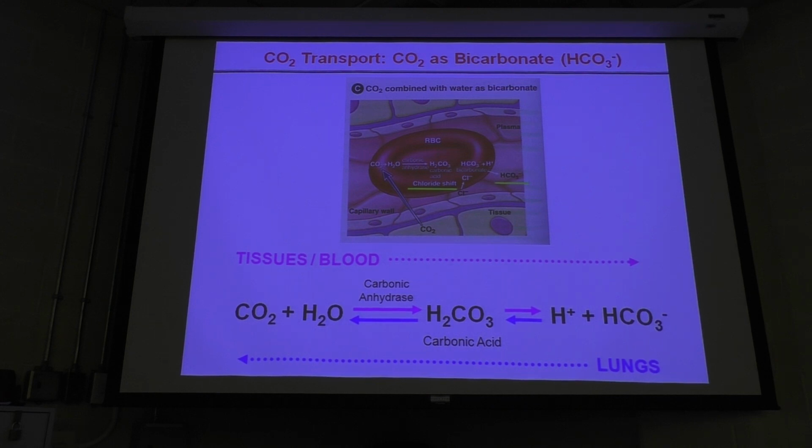Right? So carbon dioxide produced at the cell will combine with water in the red blood cell, create carbonic acid, then dissociate into a hydrogen ion and a bicarb. Okay? At the level of the lungs, that's the point. The point is that carbon dioxide is transported primarily in the blood as bicarbonate.